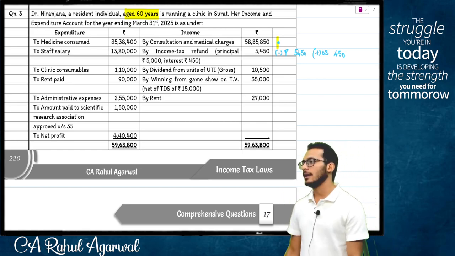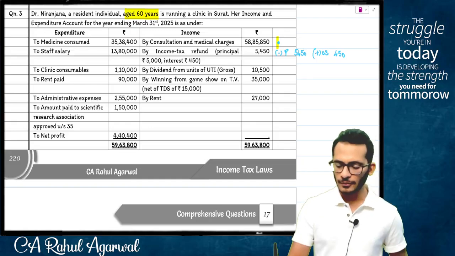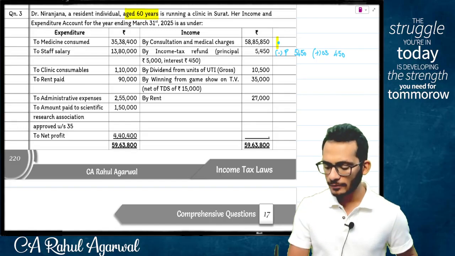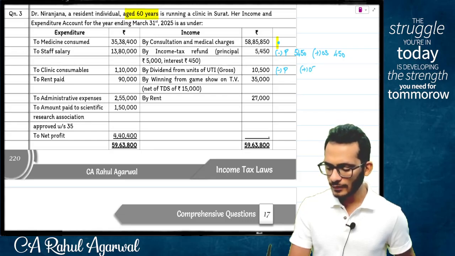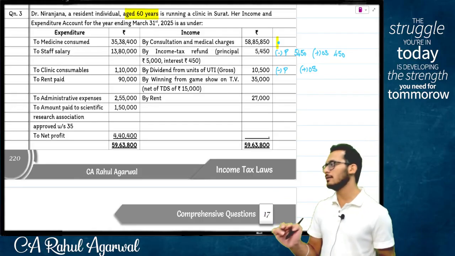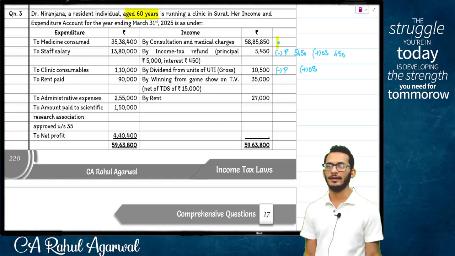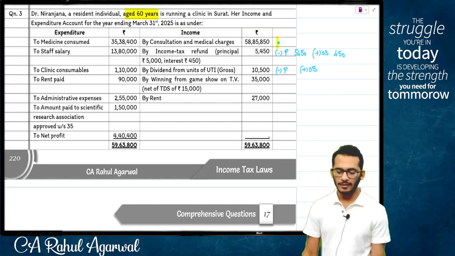Are you clear? Next, I have dividends from UTI 10,500. People, it is not part of PGBP, therefore minus from PGBP, add to IFOS. Here there is no problem because the number is given in gross, and therefore what you remove here is what you are going to add there also. No changes in that. Come to the next one.